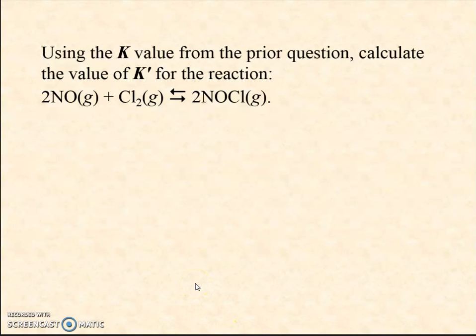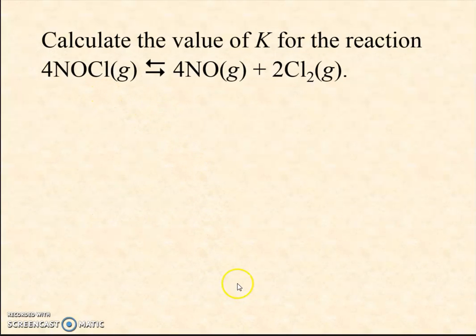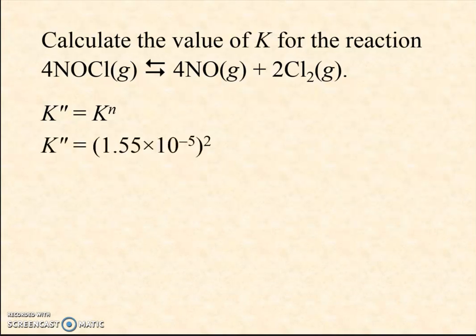We can also take that same reaction and determine a K prime, or the K value for the reverse reaction, by simply inverting the K we got from the first set of operations. And there's that. We can also manipulate the coefficients by multiplying them all by 2, which essentially means we take that factor we multiplied each coefficient by and place it as an exponent on K, which gives us this value.